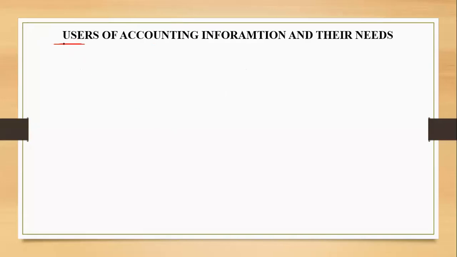Just talk about the uses of accounting information and their needs. Okay. So far we know what accounting information is, why we record it, what the advantages are, what the limitations are, and we also know with the definition that the accounting information has to be communicated to the various users. Okay, now who all are the users and how are these users categorized? Let us understand this.